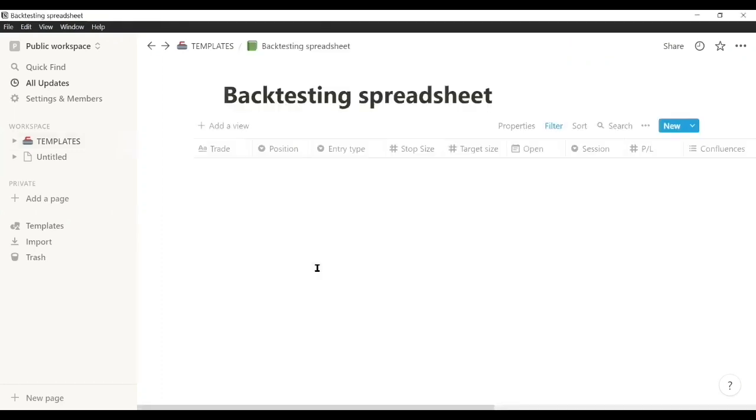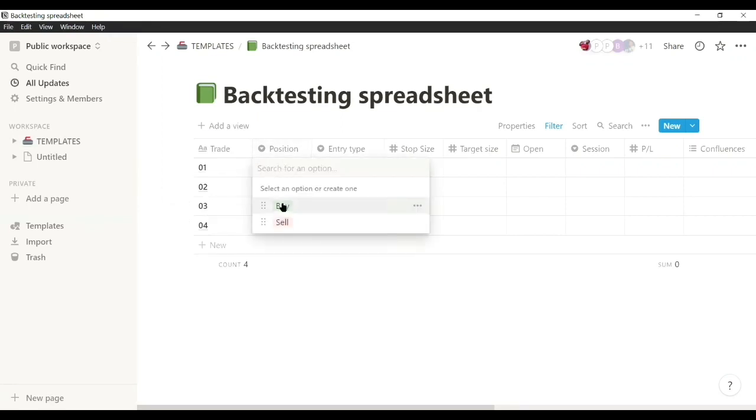So going into our backtesting spreadsheet, you obviously will have a number of trades that you are taking. So trade number one, obviously you then need to put in your position. So what are you doing? Are you buying or are you selling? So obviously you'll select buy or sell.